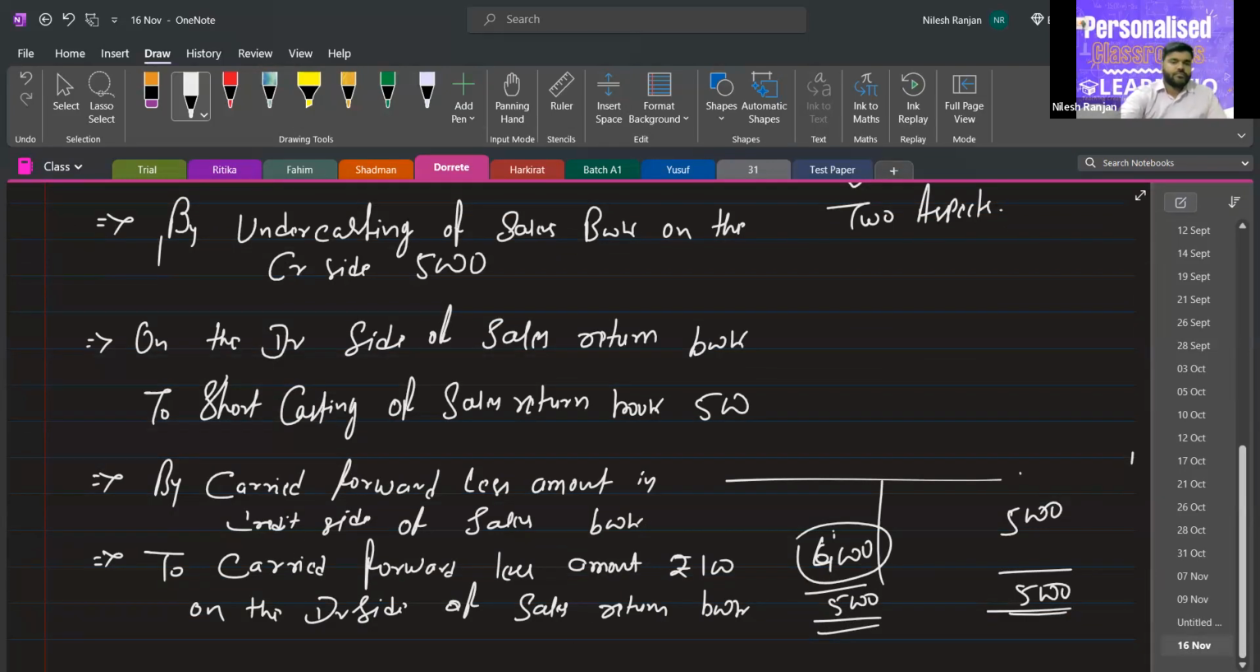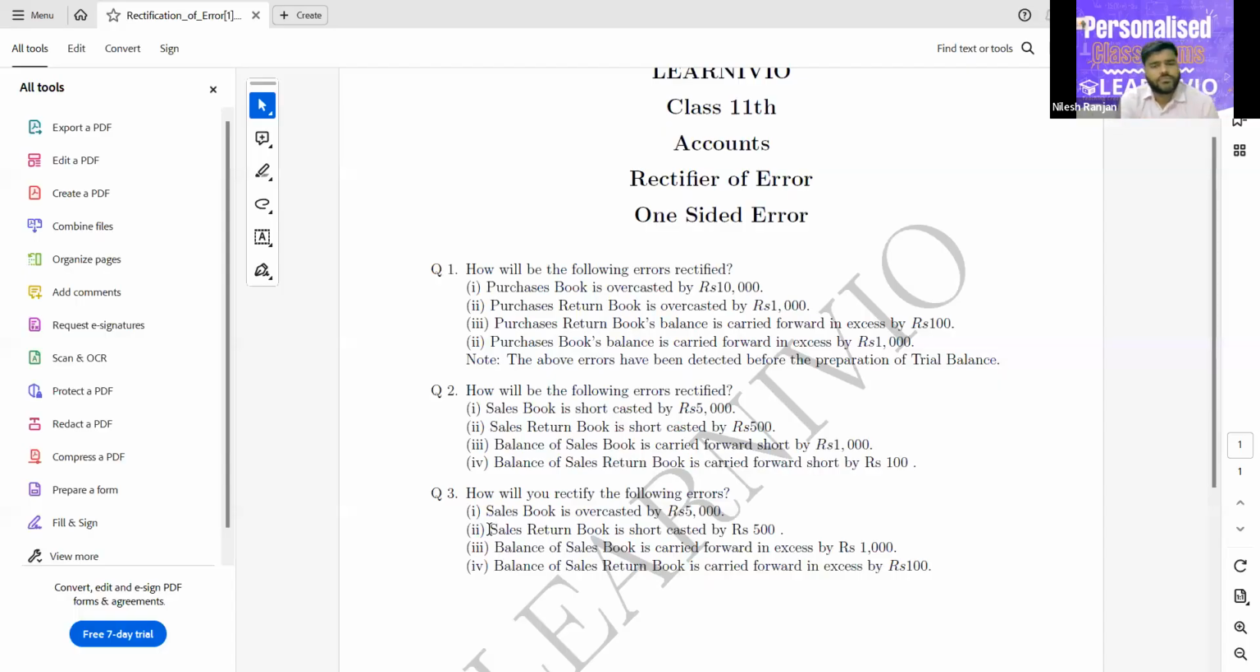But how can I write like this? Sales book is overcasted by 5,000. You told me that we will write on the debit side of sales book. But what will we write? We will write it's debited on the sales book to rectify. No, it is not correct. What am I supposed to do, sir?